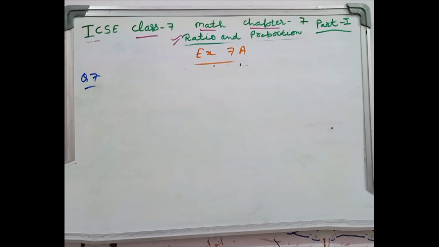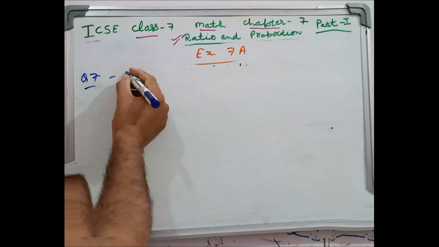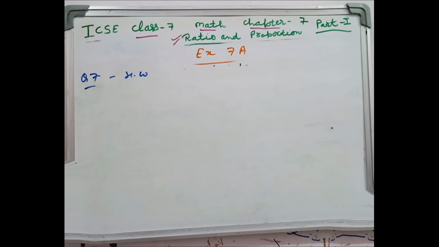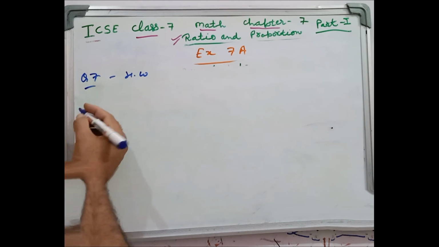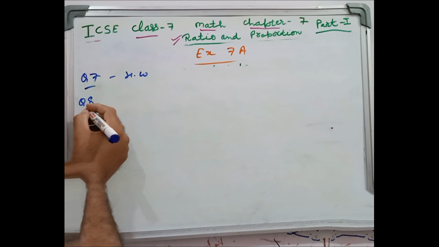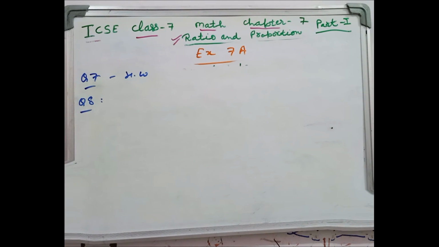You can do question number 7 yourself, like question number 6. This is homework. Question number 8. Yes, this I am going to solve it again. Divide 35 sweets between Sudha and Tanvi in the ratio 2:3. Right? Question number 8.